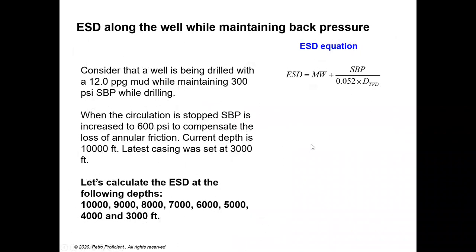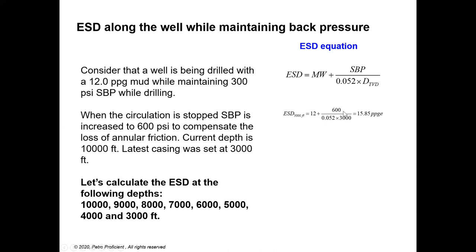Let's calculate this equivalent static density for different depths. This is what you would do normally when you're planning MPD. In this scenario, we are considering that you're drilling with a 12 ppg mud system while maintaining 300 psi surface back pressure. This is just one scenario that you're considering. And while drilling, you have an annular friction pressure loss. So when you stop drilling, that is, stop circulating, you increase your surface back pressure to 600 psi to compensate for the loss of annular friction pressure. Current depth is 10,000 feet, and the previous casing setting depth is 3,000 feet. This is just one example of how you would typically plan.